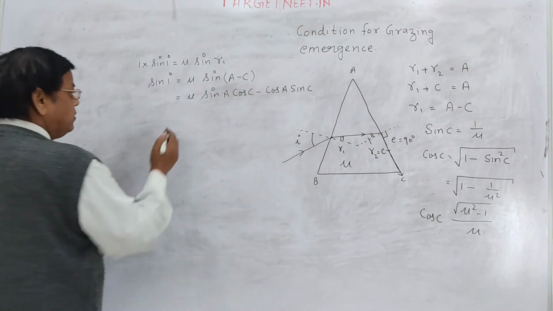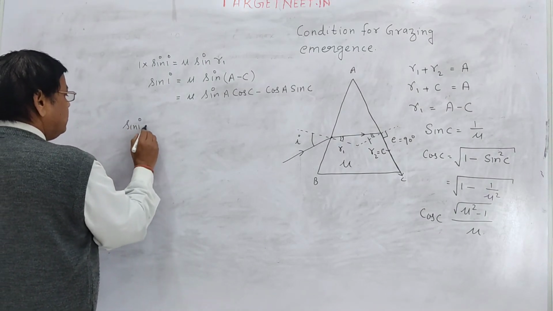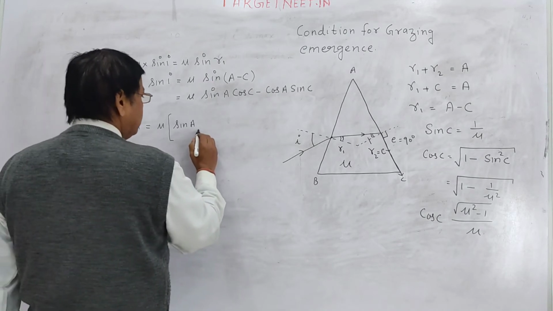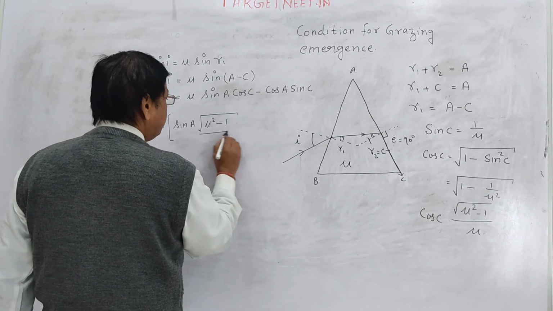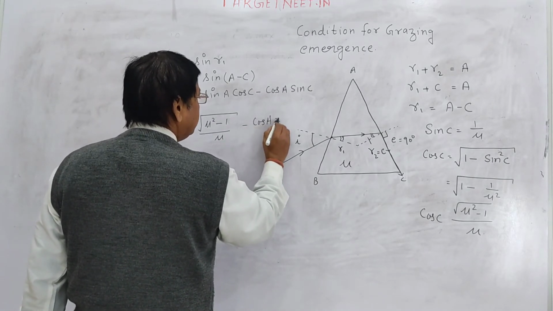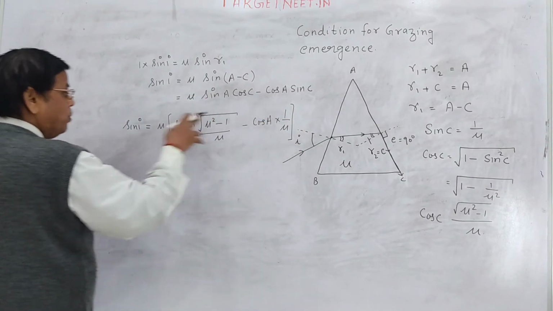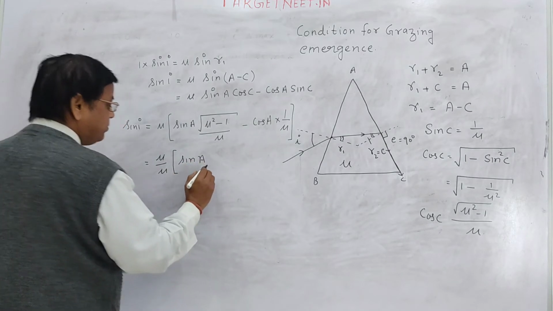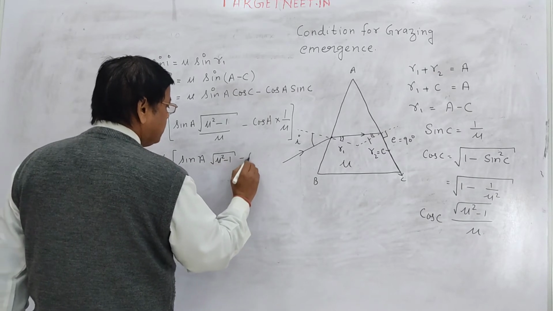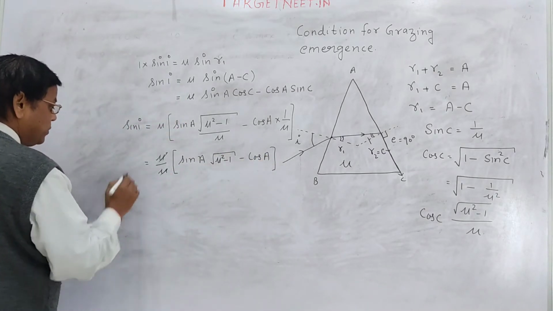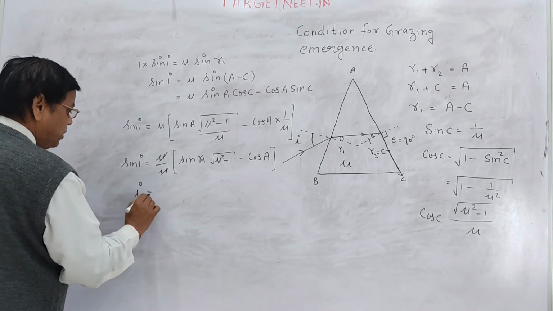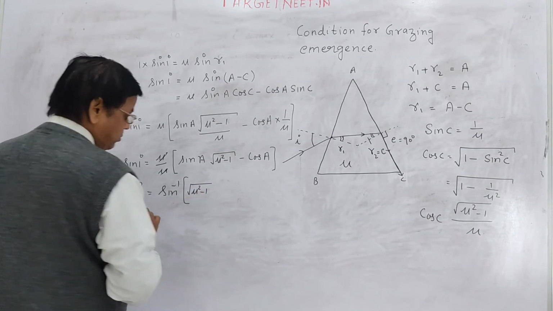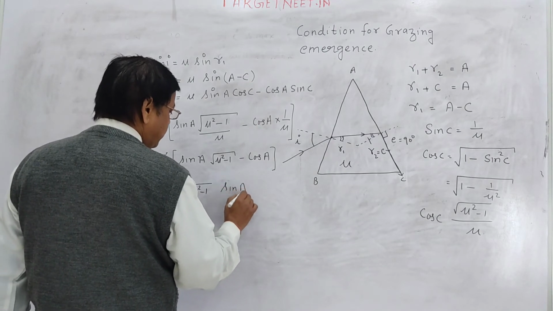So if I use this, what can I write? Sin I is equal to mu into sin A cos C, that is root of mu square minus 1 upon mu, minus cos A, sin C is 1 upon mu. Now take 1 upon mu common, so mu, and I am taking 1 upon mu common, so it is sin A root of mu square minus 1 minus cos A. This is the concept. So sin I is equal to this, or I should be equal to sin inverse of root of mu square minus 1 into sin A minus cos A.